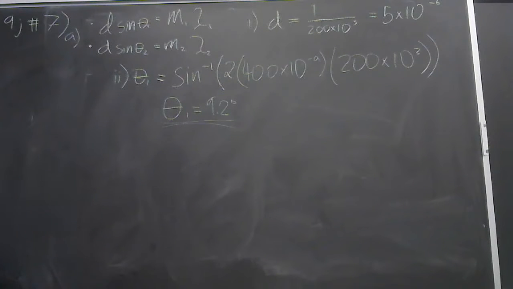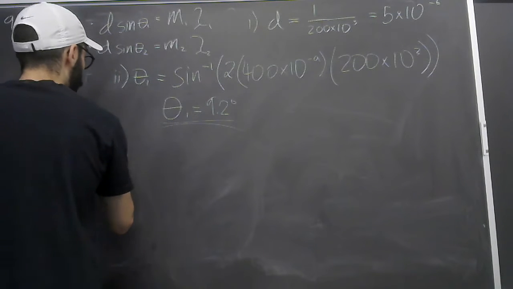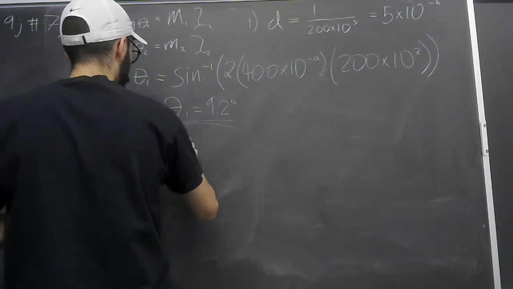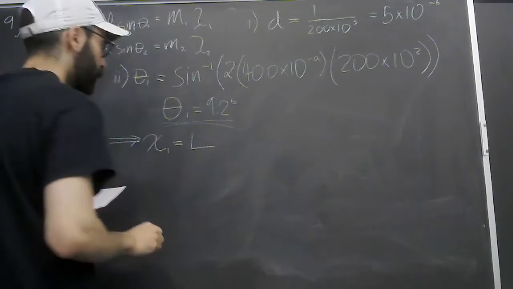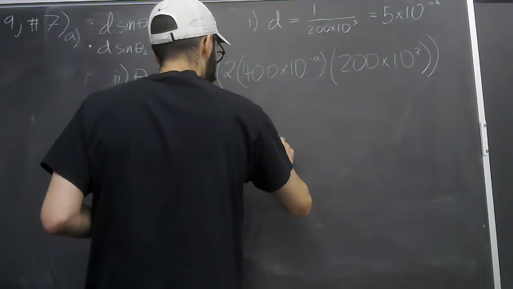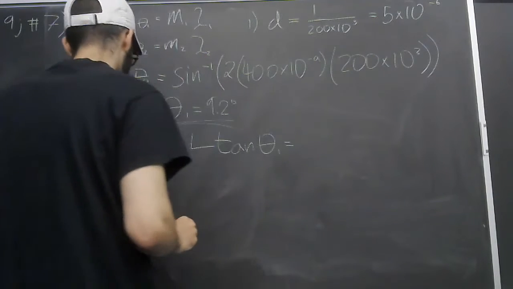So using this angle now, we're going to be able to pull out what x1 equals. And that's going to be that distance from the center to the reading of the 400 nanometer wave. Okay. So with this information, like I said, we can solve for x1. So our x1 equals, we know what the length is, right? So that's L tan theta 1, and we can just plug in everything.